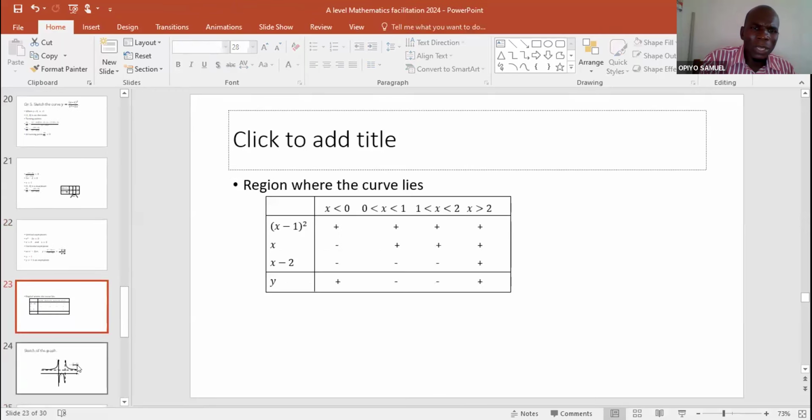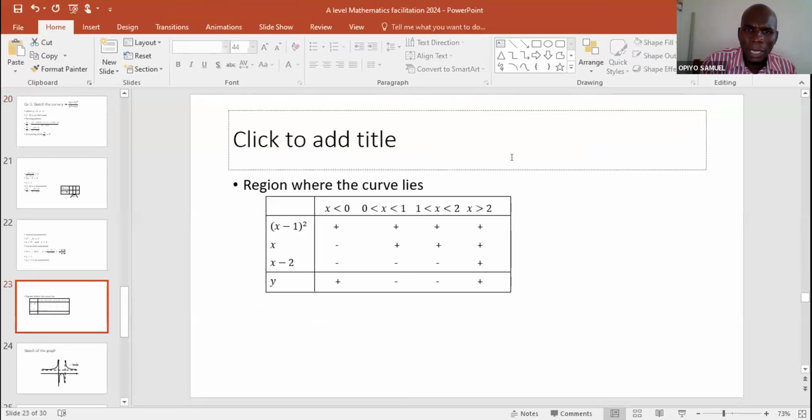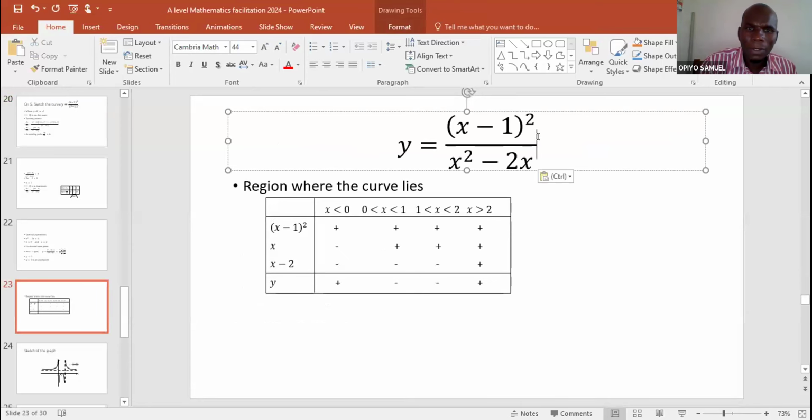Now, the next thing you need to find is the region where the curve lies. How do we get these intervals? To get these intervals, this is what we do. From the equation of the curve, let me bring back the equation of the curve. I'll take it to that page here. Let me put it up here. Now, when we equate the numerator to 0, we get 1.